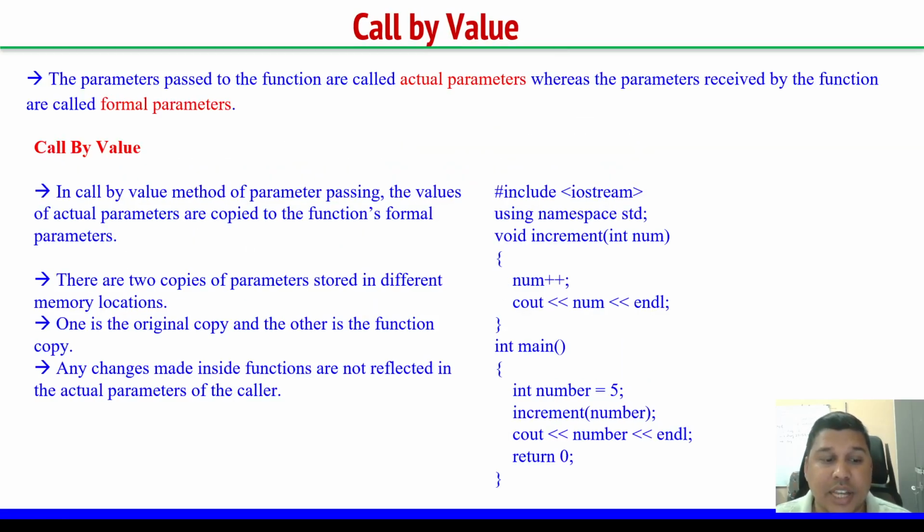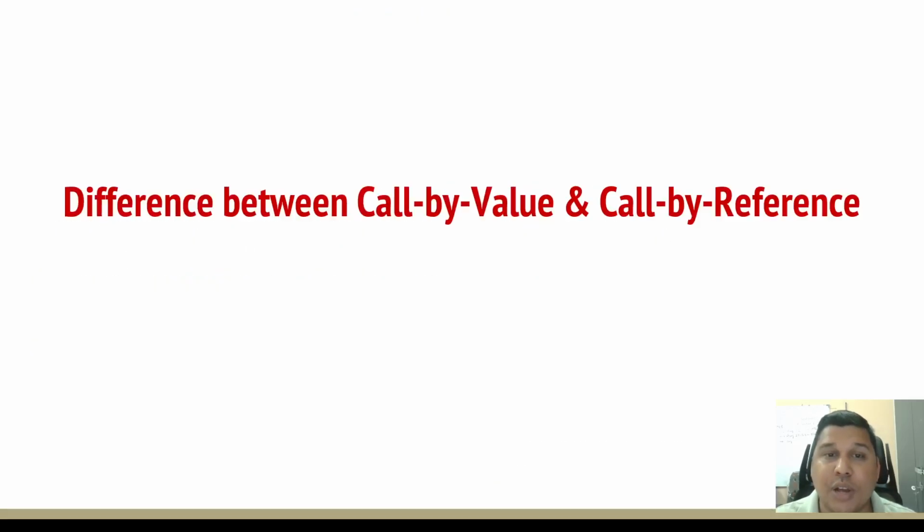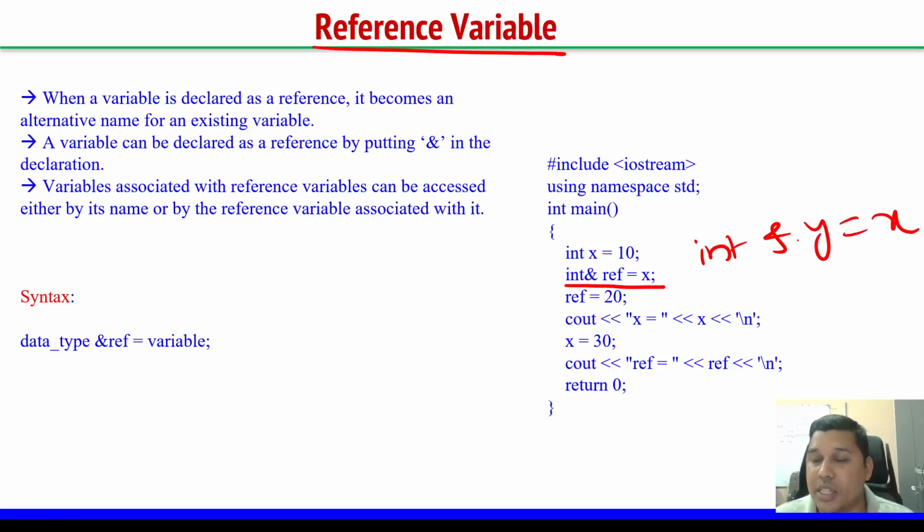Next, let us see what call by reference is. Just now we have studied the reference variable. How do we declare a reference variable? int &y = x. This is one way you can create a reference variable. It is just an alias, a name aliasing, giving another name to the same variable.